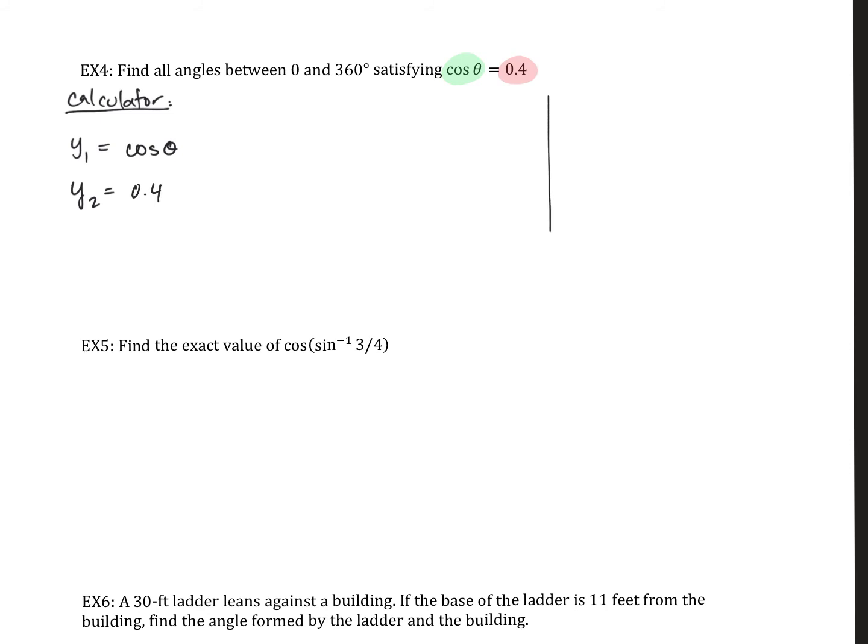So your graph should come out to something that looks like your cosine function, and then the line y equals 0.4. And now, in one period of 2 pi, we're looking to see the values that satisfy that restriction. There are going to be 2 of them, because it's going to intersect twice. So how do we find the intersections?